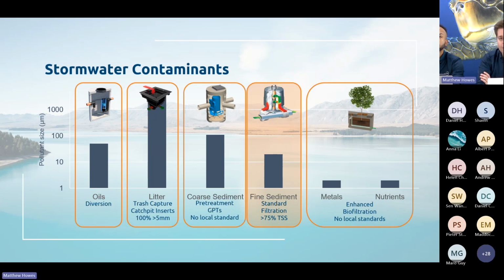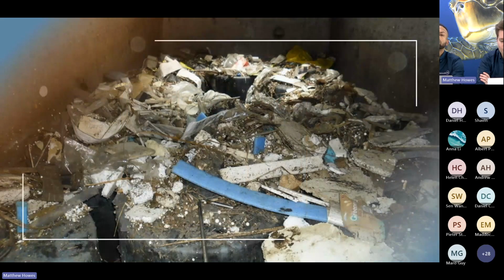What does that look like in practice? Well, here is a photo of the inside of a StormFilter. And this is why we're doing treatment, because without any form of structure in place, this washes straight out to the receiving environment, in this case the Waitemata Harbour, and the StormFilter really provides an excellent solution to be able to remove that from the stormwater.